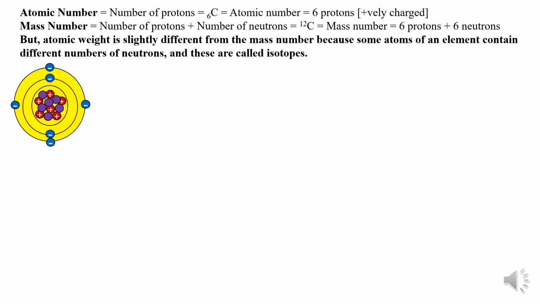Atomic weight is slightly different from the mass number. Mass number and atomic weight, they are not the same. They are different terms because some atoms of an element contain different numbers of neutrons, and these are called isotopes.